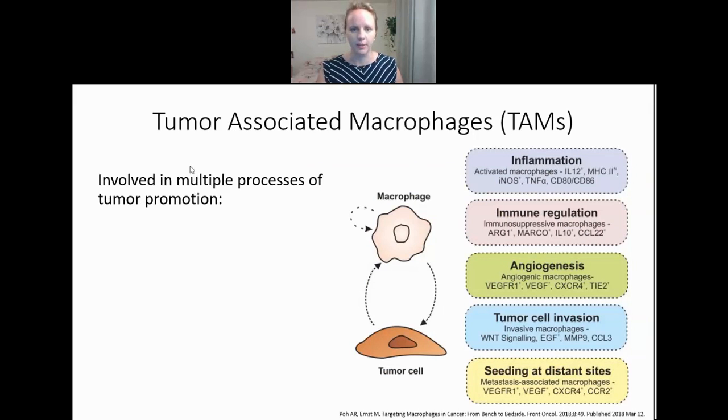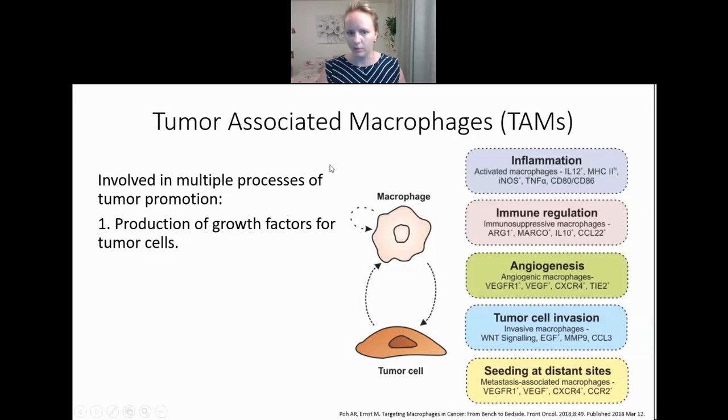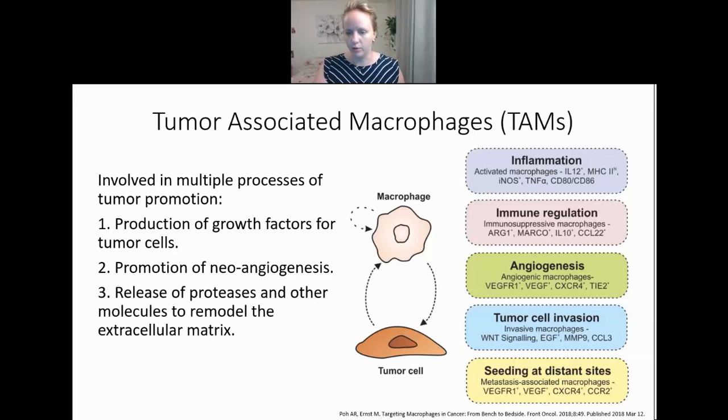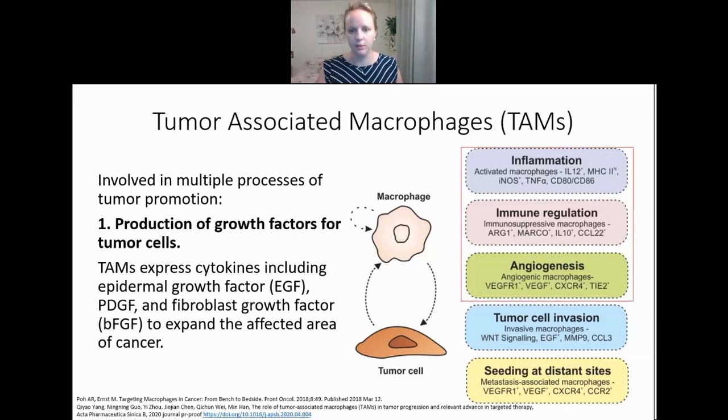Tumor-associated macrophages, TAMs, are involved in tumor promotion in a number of ways. They produce growth factors for tumor cells, they promote angiogenesis, they can remodel the extracellular matrix to promote invasion, and they also have a strong immunosuppressive function. Using this nice figure here, you can see these processes in more detail.